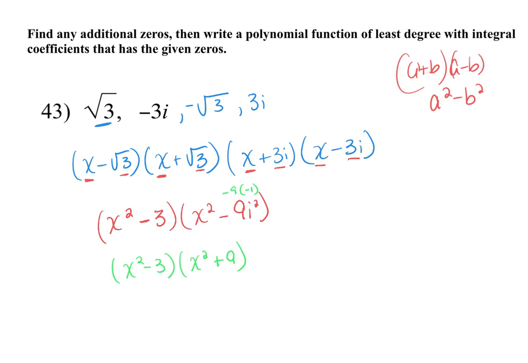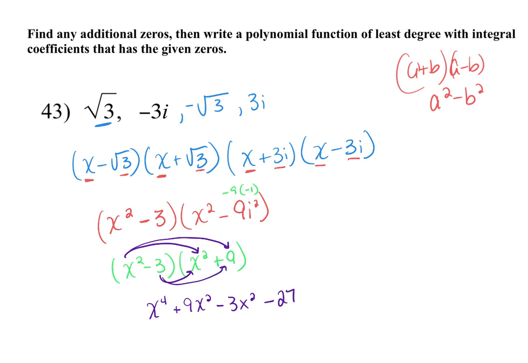And now I have two pretty simple binomials that I need to FOIL to finish this off. And so to finish this process here, I'm going to FOIL. X squared times x squared is x to the 4th. X squared times 9 is 9x squared. Negative 3 times x squared is negative 3x squared. And negative 3 times 9 is negative 27.